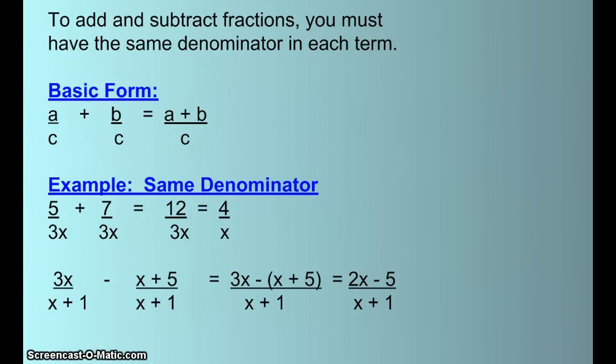In the next example, 3x divided by x plus 1 minus x plus 5 divided by x plus 1. Again, you have the same denominator here. So you're just going to subtract the numerators. So you end up with 3x minus the quantity x plus 5, all divided by x plus 1. You need to simplify and combine terms in that numerator so that you get 2x minus 5 all over x plus 1.